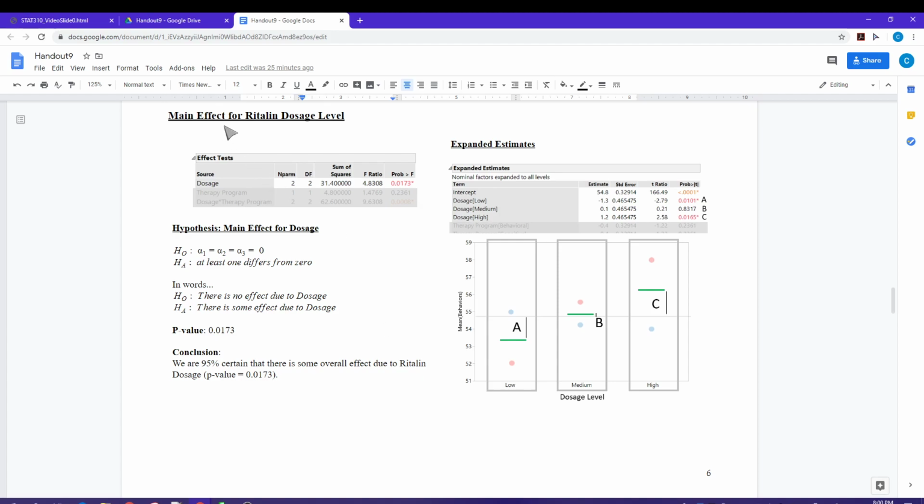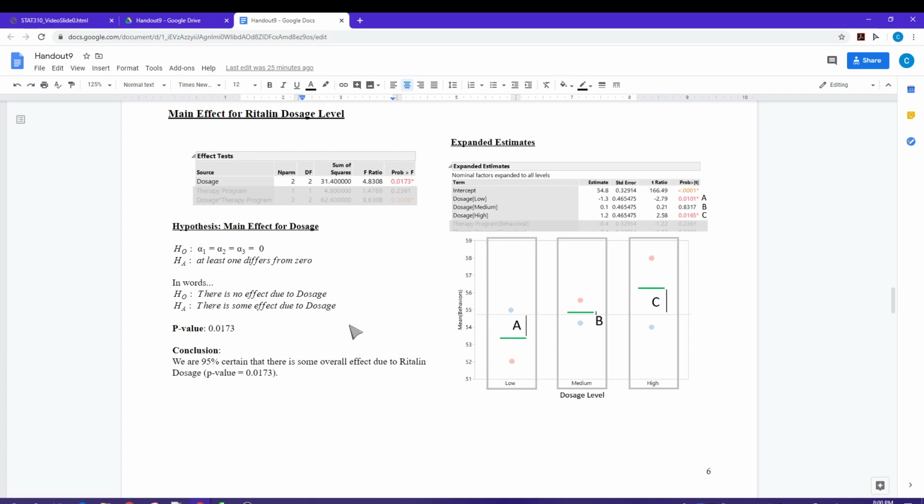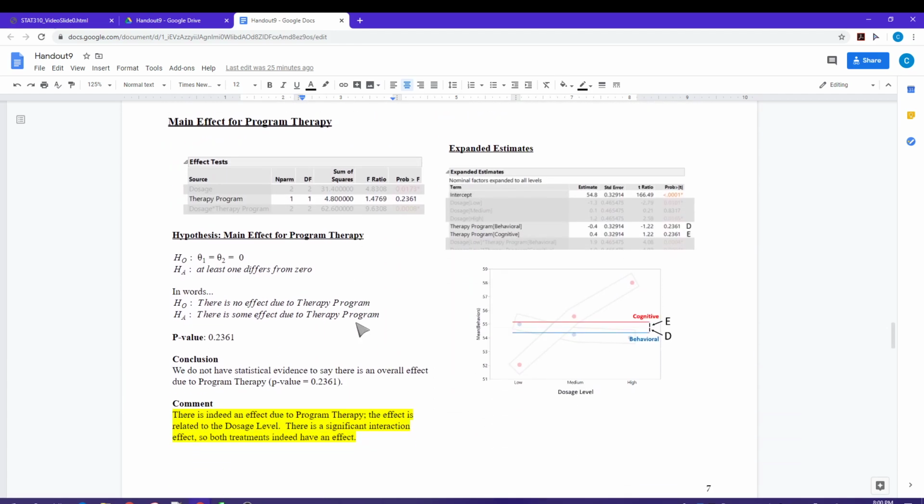Okay, let's go ahead and move on to the main effect for therapy program. So the therapy program, again, underneath the effect tests, I have a p-value here of 0.2361.